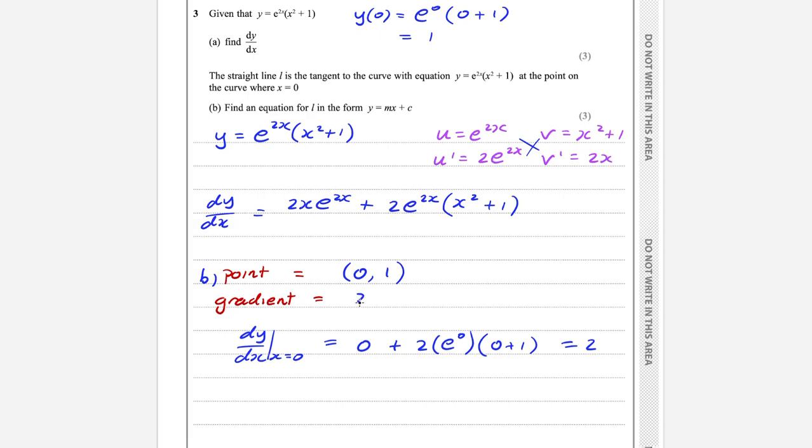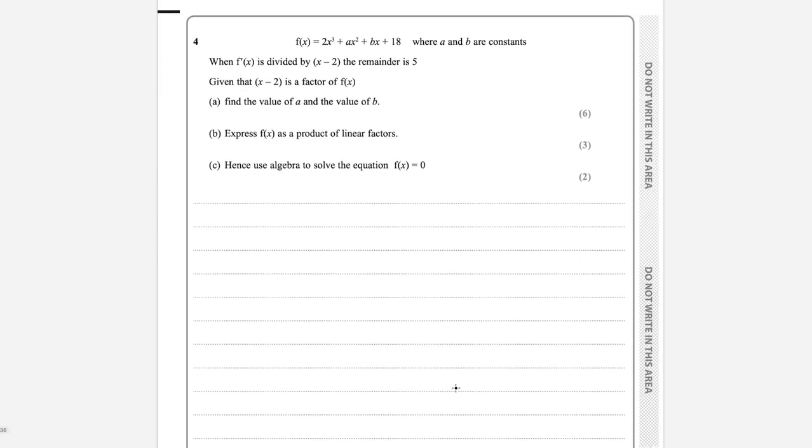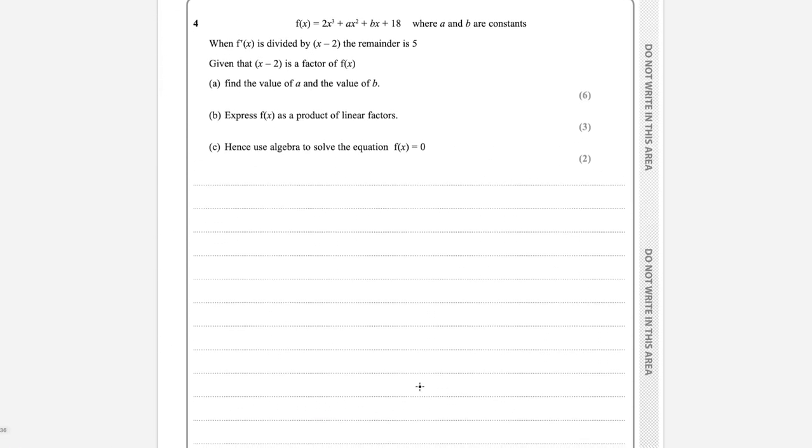Okay, so now I have my point and my gradient. And then it's actually simple, guys, because we have the y-intercept, so I just have to write y equals mx plus c, which is y equals 2x plus 1. Okay. Next question. Question 4.